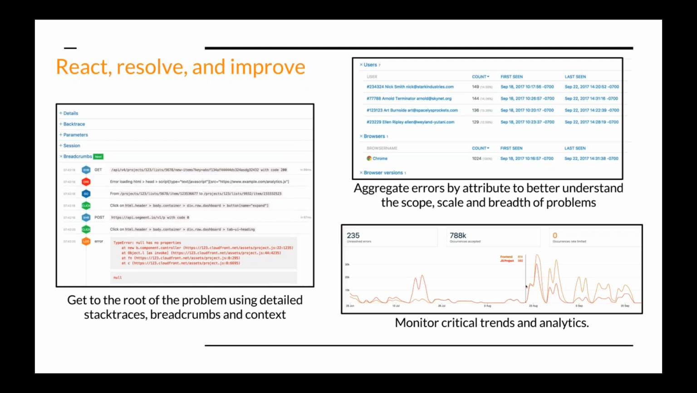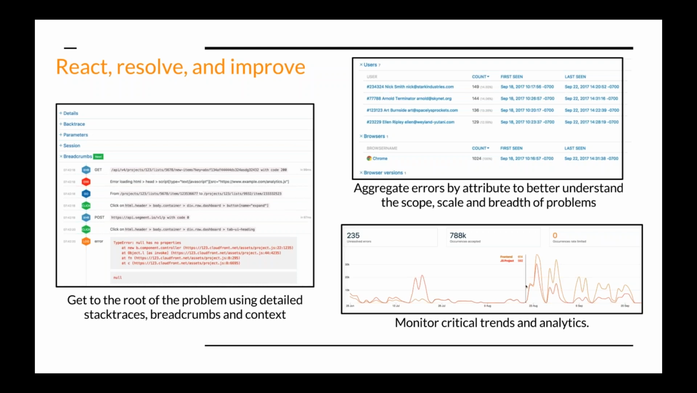IPs and IP locations and stuff. We aggregate on a ton of different data. In fact, you can aggregate on any sort of custom attribute you want to send as well, which really lets people drill in and understand the breadth and scope of the problem, as well as whether or not they need to worry about fixing it, quite frankly.